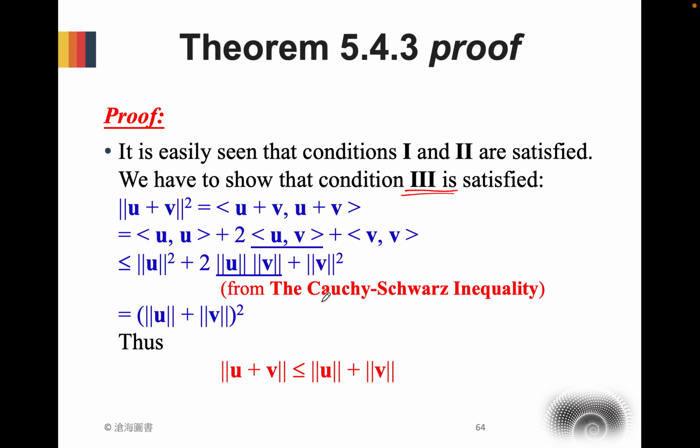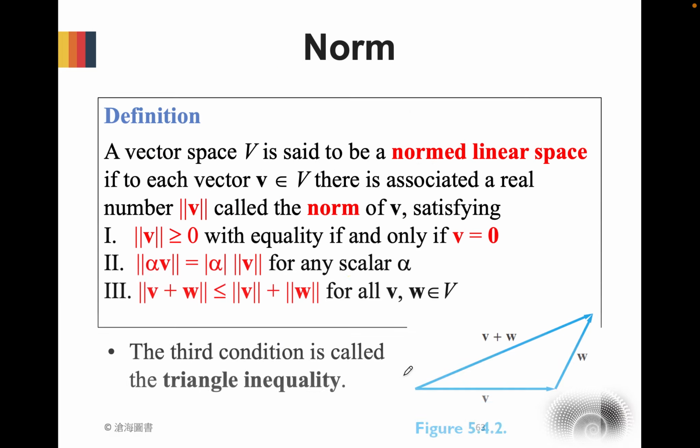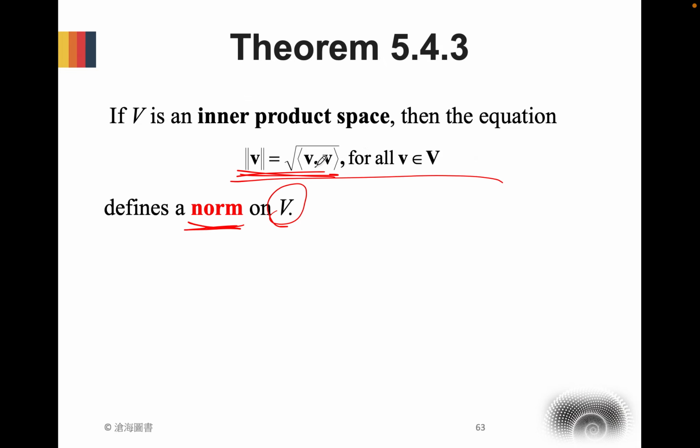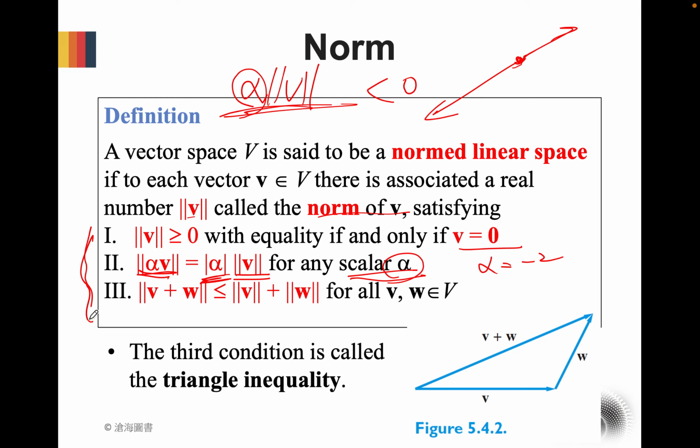By using the Cauchy-Schwarz inequality, this value is smaller than or equal to 2 times the norm of U times the norm of V, right? And this value is equal to the norm of U plus the norm of V, squared, right? If we take the square root on both sides, then we get that the norm of U plus V is smaller than or equal to the sum of the norm of U and the norm of V. So we say this definition satisfies these 3 conditions. Okay.